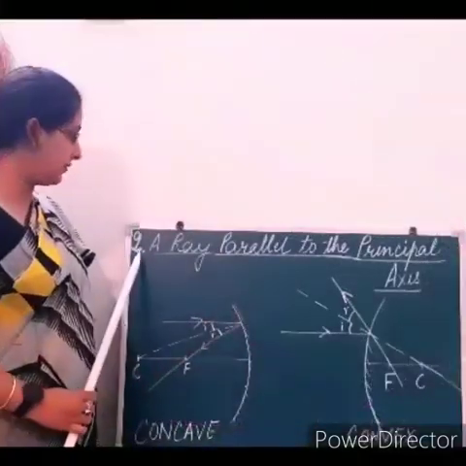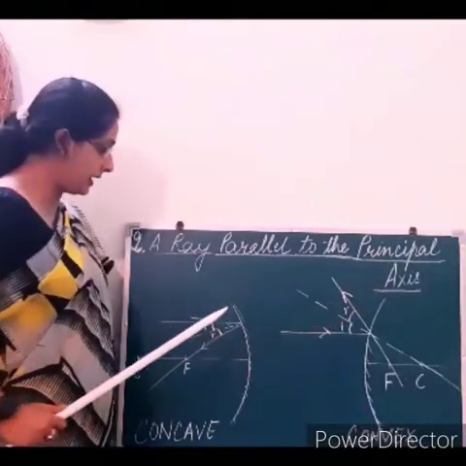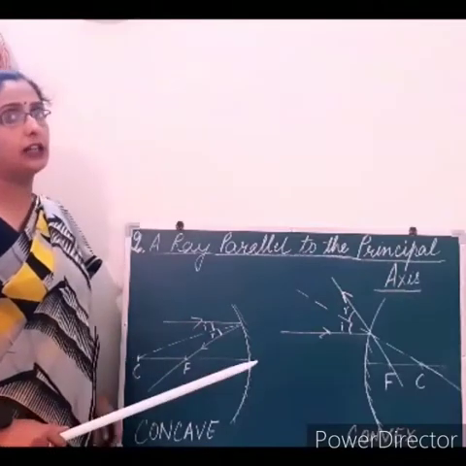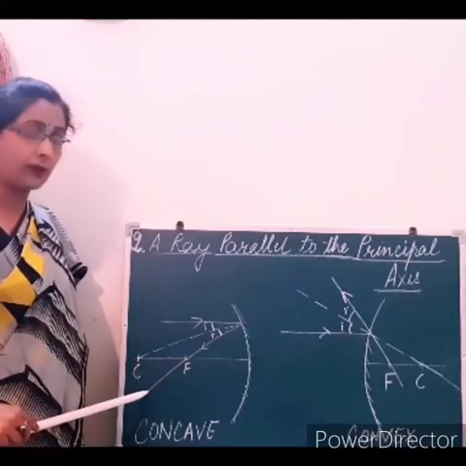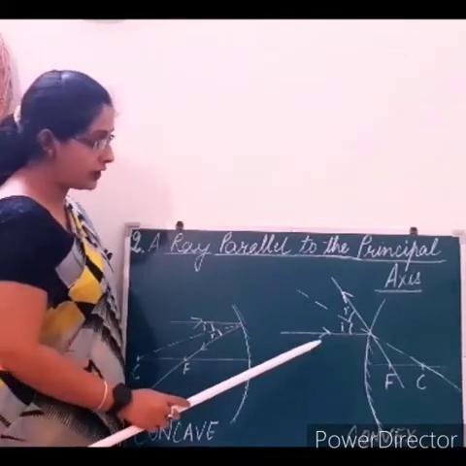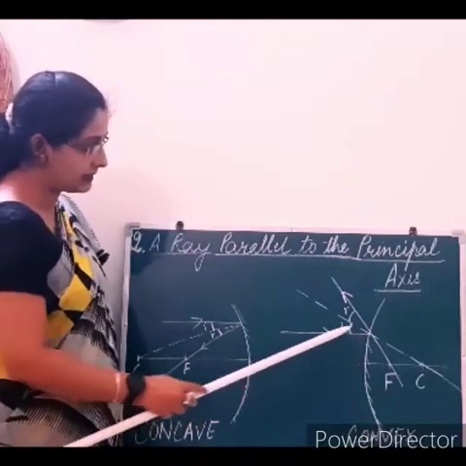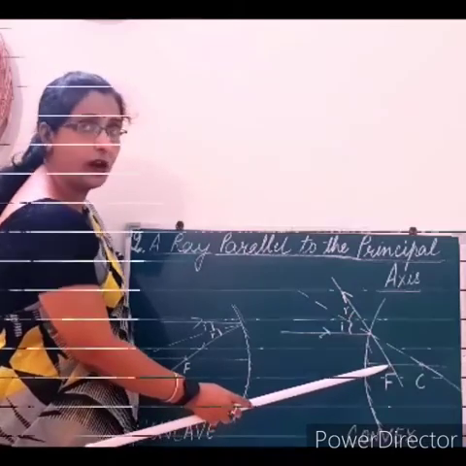Now let's see the second ray, that is a ray parallel to the principal axis. Whenever a ray is parallel to the principal axis, that is incident ray is parallel to the principal axis, the reflected ray is always going to pass from the focus. Here also in convex you can see that the incident ray is parallel to the principal axis and the reflected ray when produced back will pass from the focus.